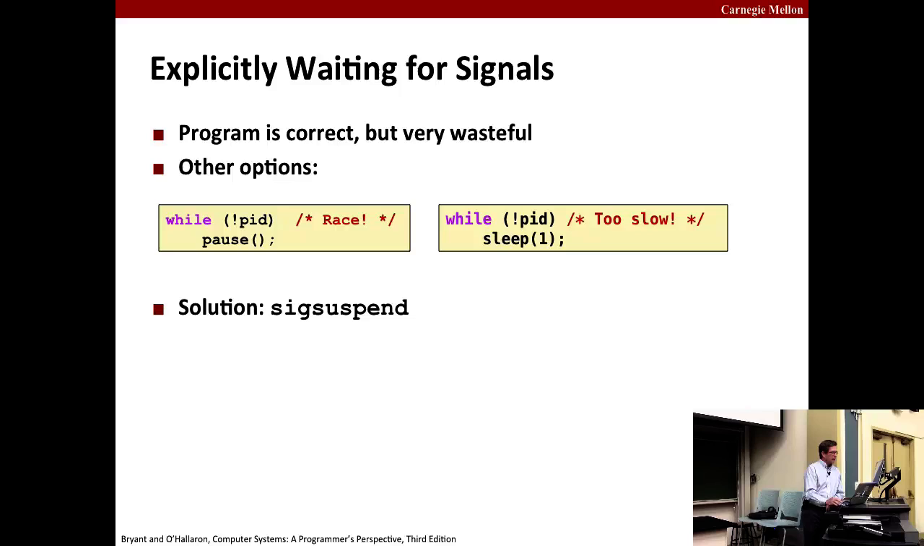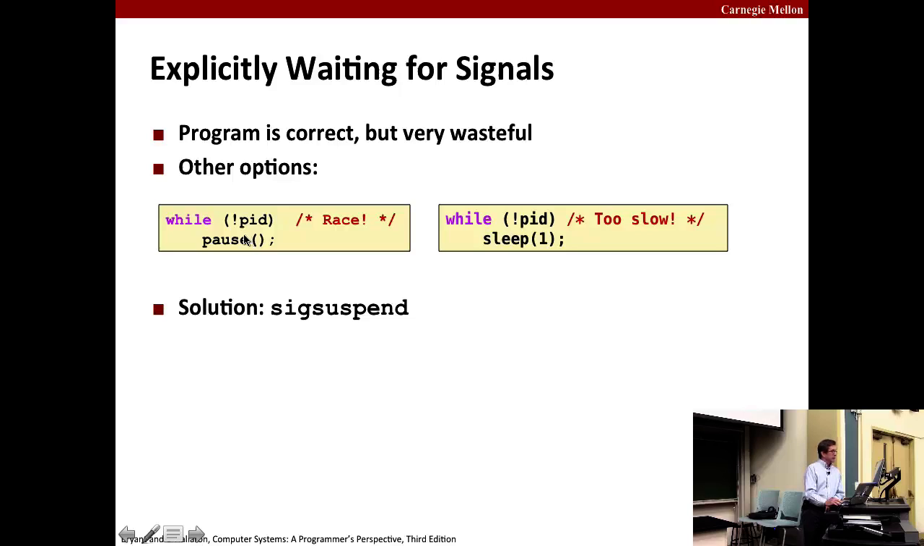So one thing you might think is, well, instead of just putting a semicolon here, I'll pause, and then I'll wait for the SIGCHLD handler to run. And then I'll go back up and I'll check PID again. Now you have to put this in a loop.